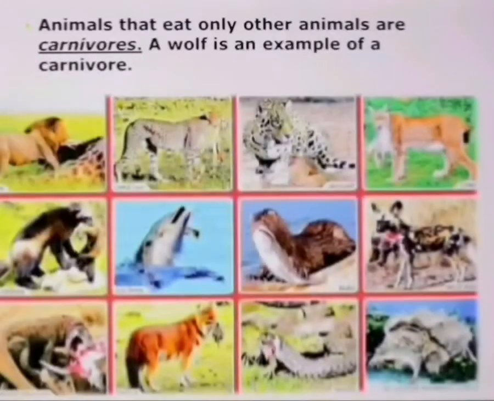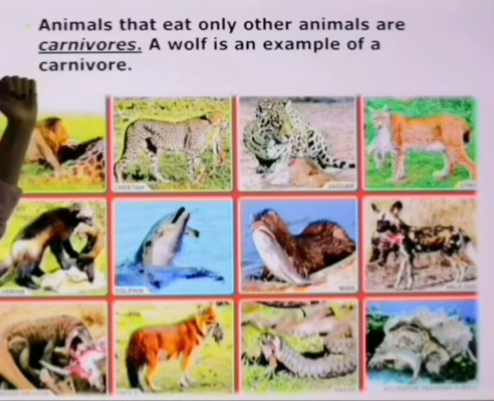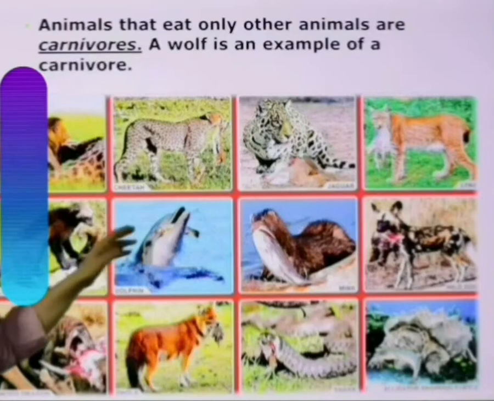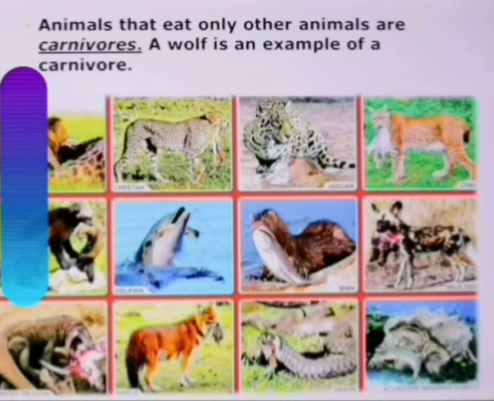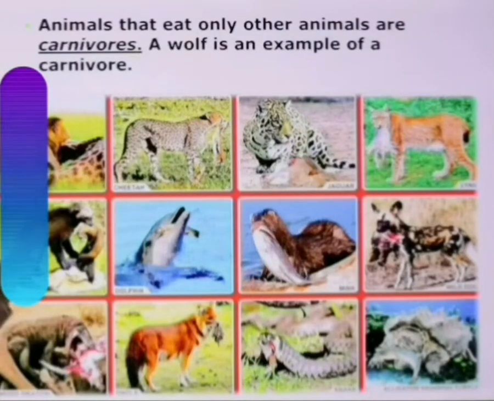They eat other animals. Examples of carnivores: lion, cheetah, jaguar, lynx, wild dog, mink, a dolphin. Dolphin only eats fish. So the dolphin is a carnivore consumer. Wolverine, Komodo dragon, dhole, snake, alligators, etc. All of these animals eat only meat or other animals. That's why they're called carnivores.